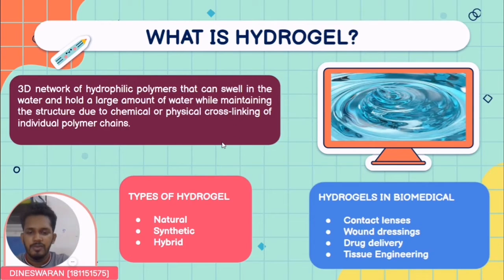There are a few types of hydrogel, which are natural hydrogel, synthetic hydrogel, and hybrid hydrogel. Hydrogels are very useful in biomedical applications. Hydrogels are used to make contact lenses and wound dressings. They are also used in drug delivery systems and tissue engineering.